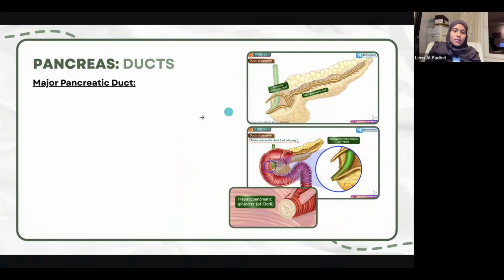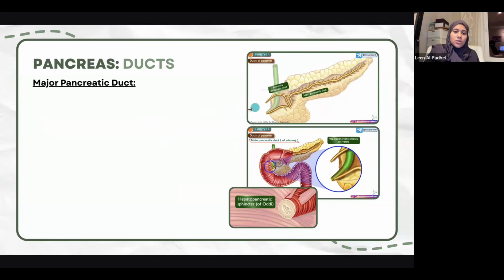Okay? Now I will go into ducts. So the pancreas, remember I told you, is an exocrine gland. It's an endocrine gland, but it's also an exocrine gland. In order to carry out its function of being an exocrine gland and secreting those digestive enzymes and bicarbonate into where? To the duodenum. It needs something to connect it to the duodenum, right? So we have two ducts.